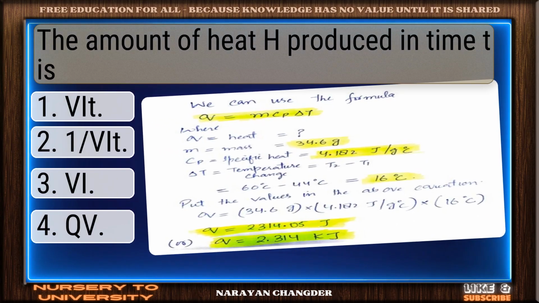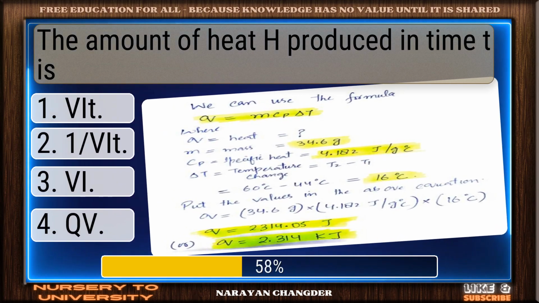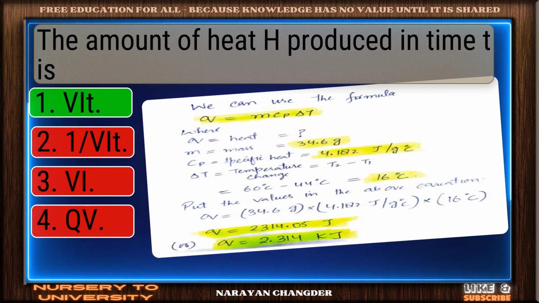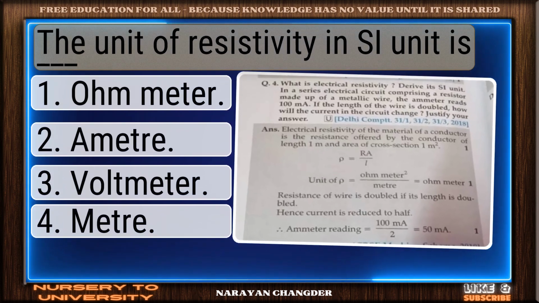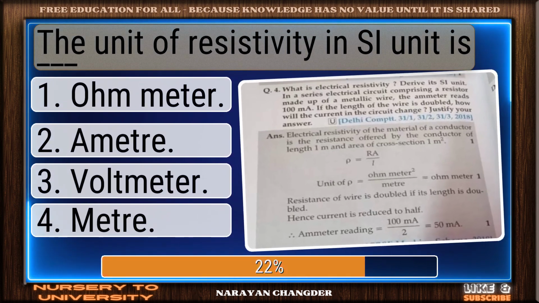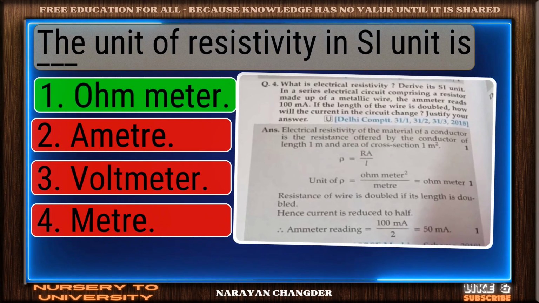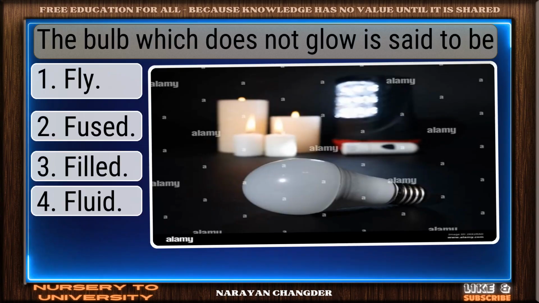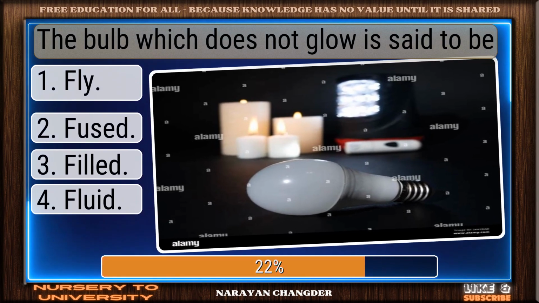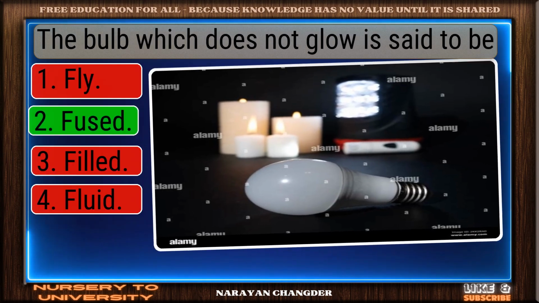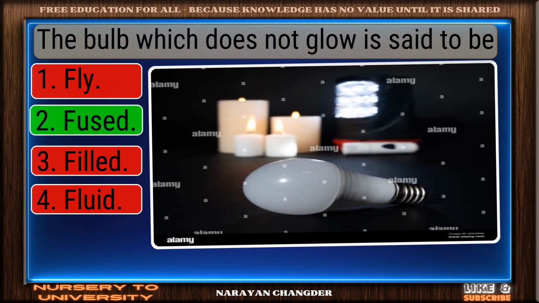Question number 123. The amount of heat H produced in time T is. You got it. Your choice is right. Question number 124. The unit of resistivity in SI unit is dash. Smart pick. Ohm meter is the correct choice. Question number 125. The bulb which does not glow is said to be. Clear logic. Your choice fused is sound and 100% true.